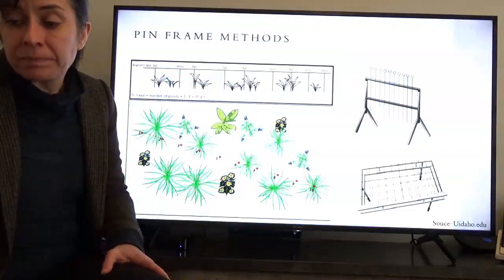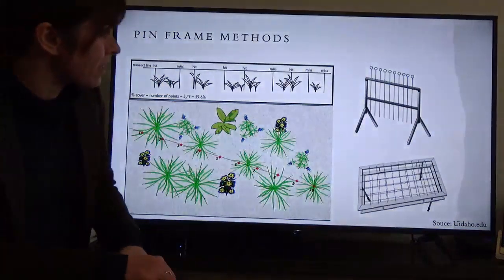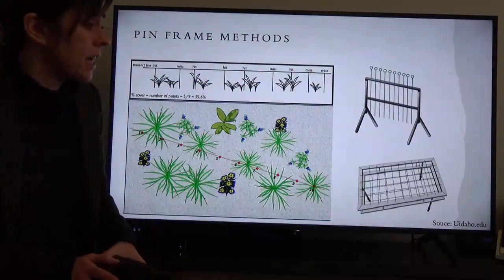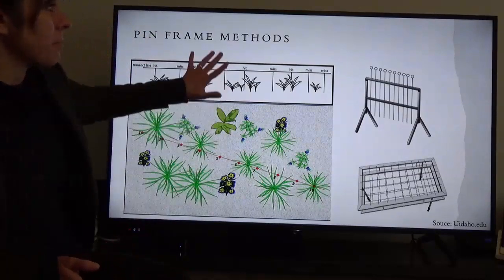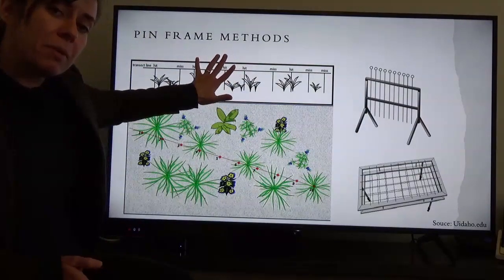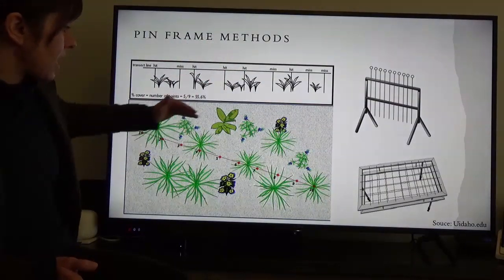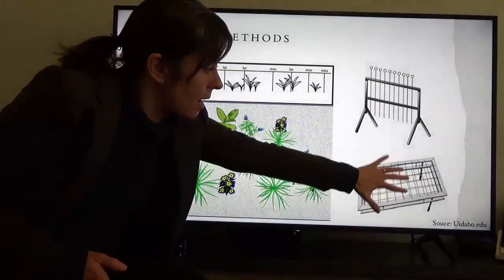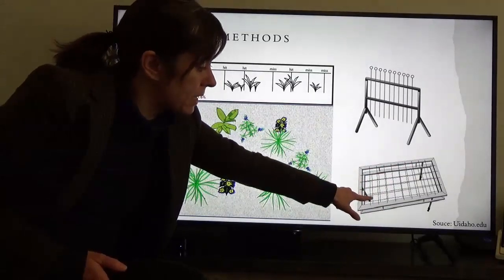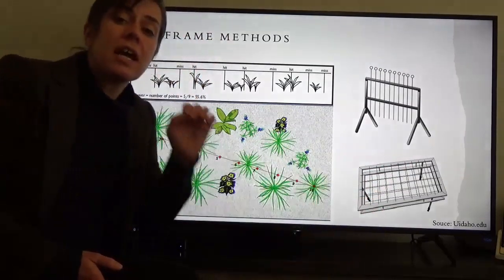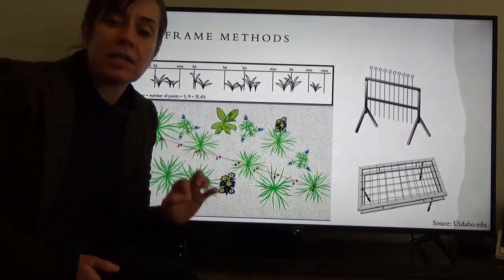A more quantitative way to get at those percent cover estimates, but again, much more time consuming, is pin frame methods, where you have your quadrat set up like this, and you drop pins down at every intersection point and record which species the pin actually hits.